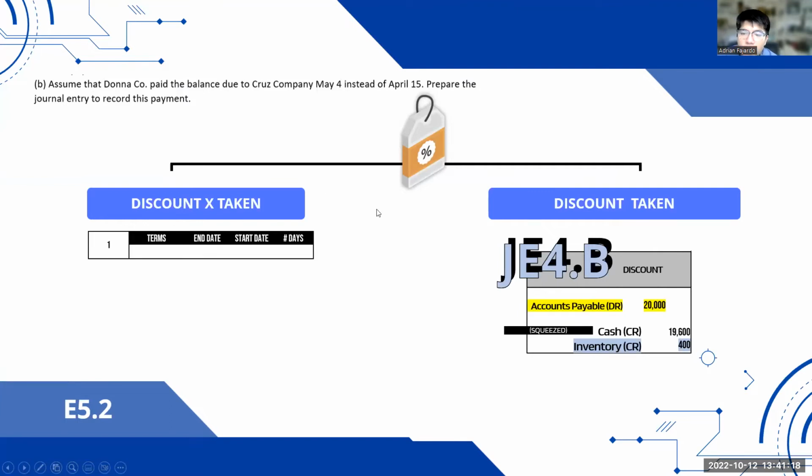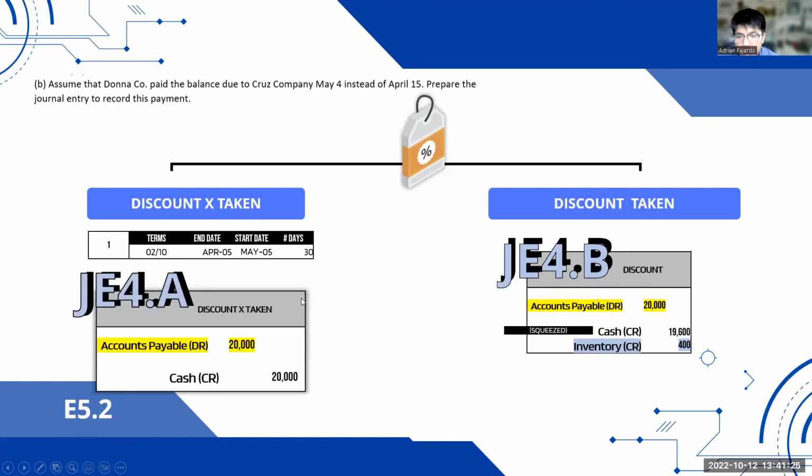What if hindi raw tinake yung discount? Like they paid May 5, which is 30 days. Basically, mas madali yung journal entry natin. We still debit the accounts payable, but we pay in full. So cash 20,000. There is no reduction in inventory of 400 to represent our purchase discount, right?